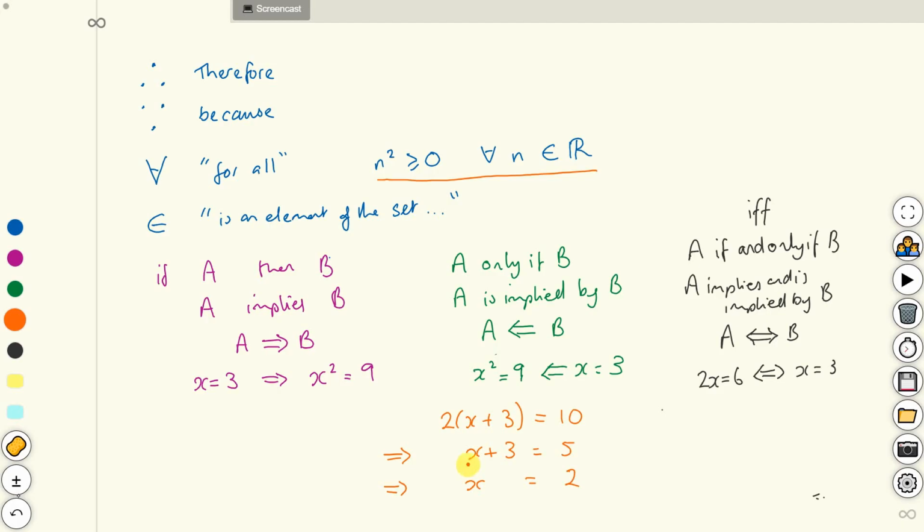And in fact, we would be able to reverse any of those processes. So we could put a double-headed imply sign. So if 2 brackets x plus 3 is 10, then that means that x plus 3 is 5. If x plus 3 is 5, then that also means that 2 times that is 10, and so on. Okay, I hope that helps.